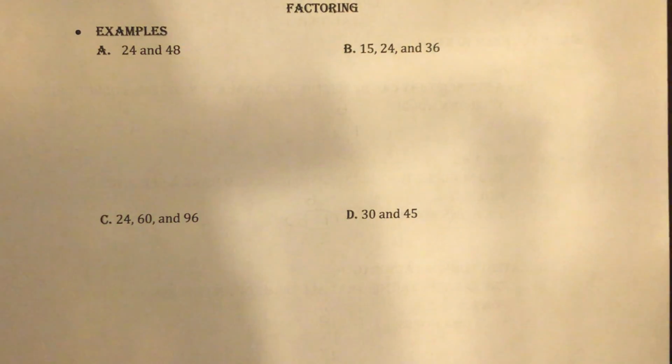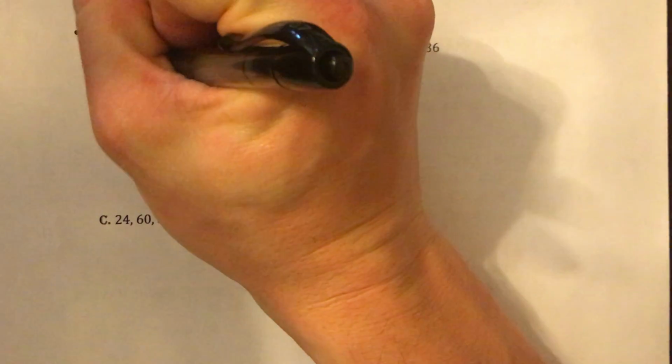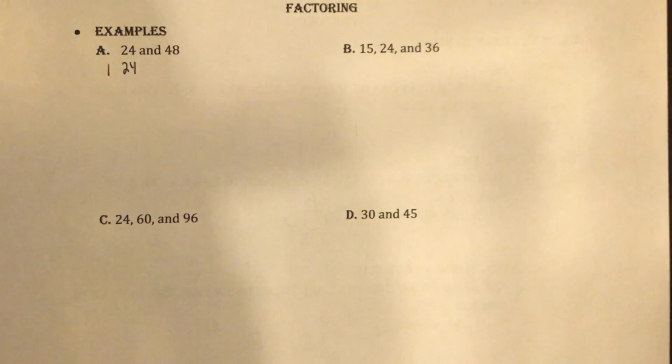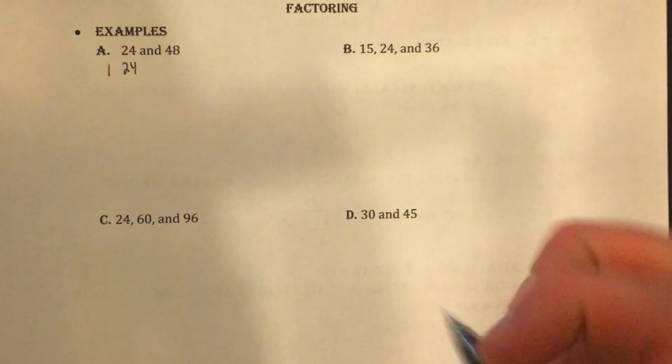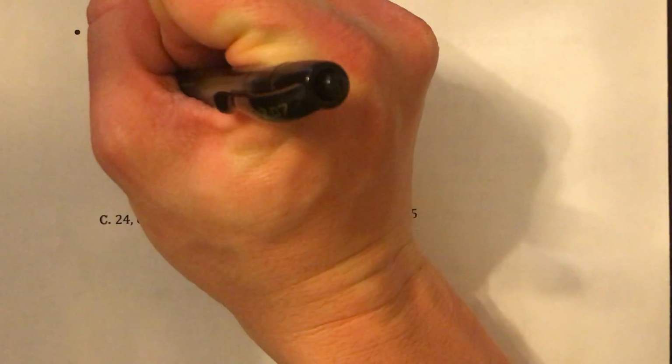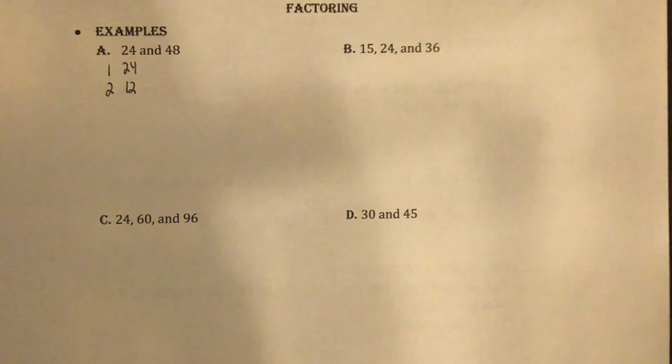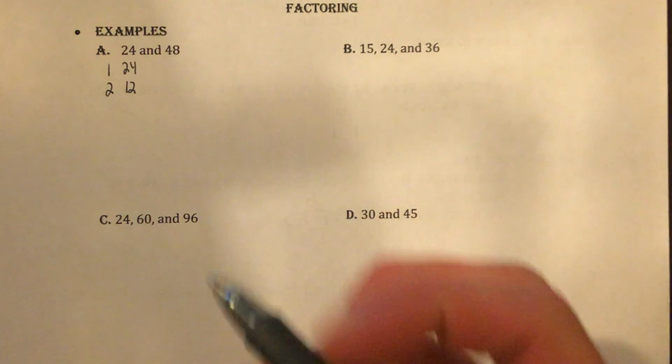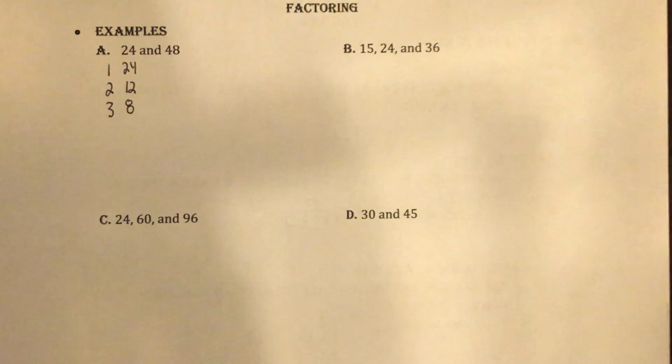So let's start with 24, and I'm going to teach you to figure out how you know if you have all your factors. So start with 1 and 24, and I just like to line them up right next to each other. So 1 and 24. Then I'm going to move on to 2. Does 2 go into 24? Yes, it does. So 2 times 12 equals 24. Then I'll move on to 3. Does 3 go into 24? Yes, it does. 3 times 8 equals 24.